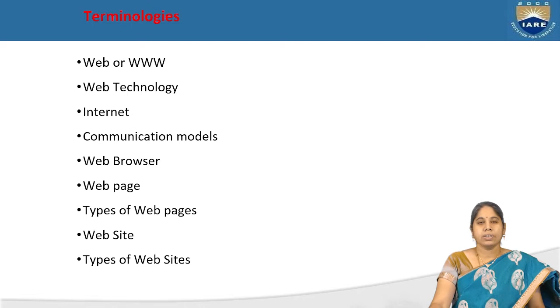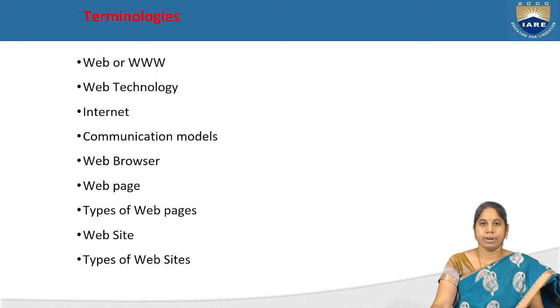environment. The terminologies are: Internet, World Wide Web or WWW, web technology, communication models, web browser, web page and types of web pages, website and different types of websites. In this session, we are going to describe all these terminologies and give a basic introduction to HTML and fundamental HTML tags and elements. So let us see one by one.